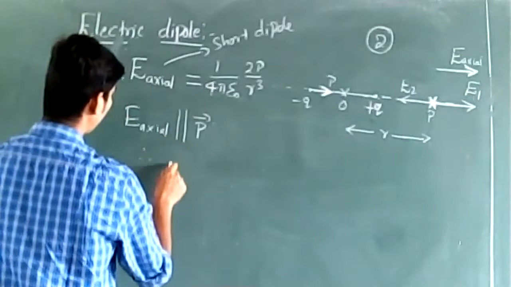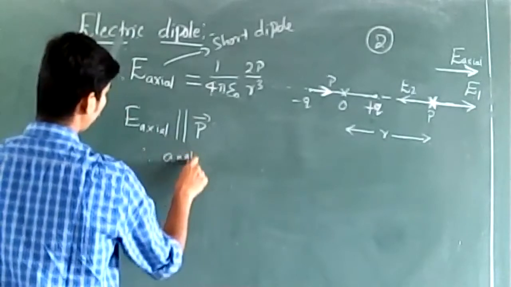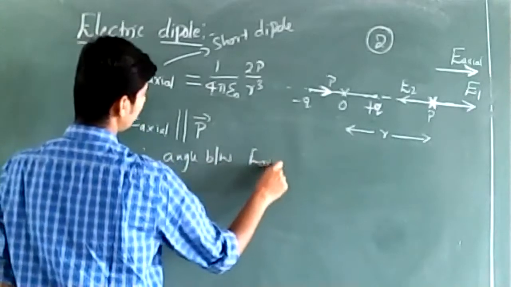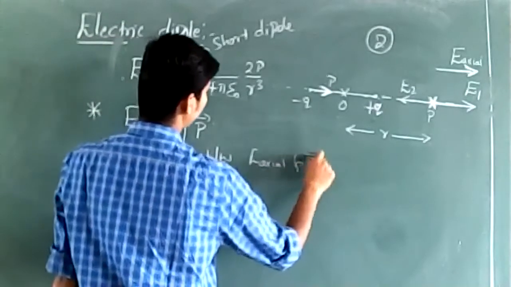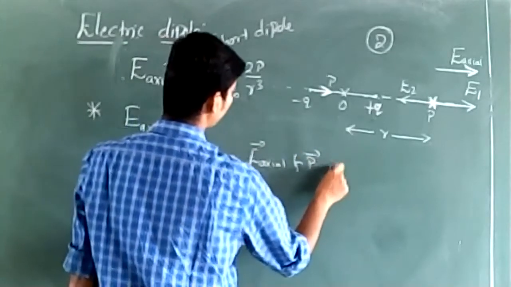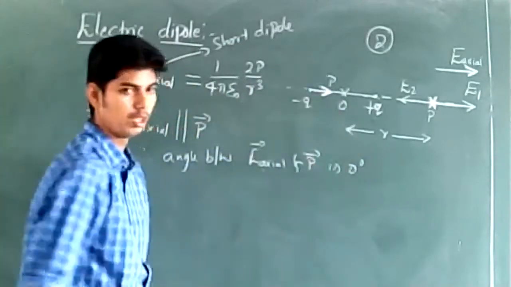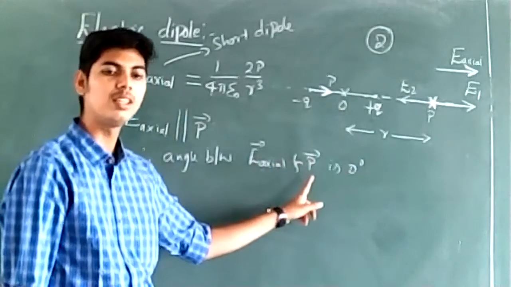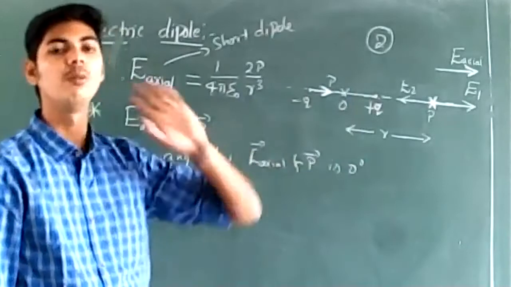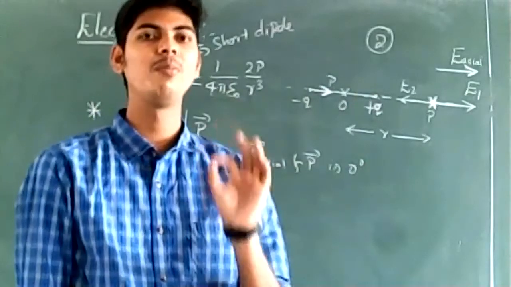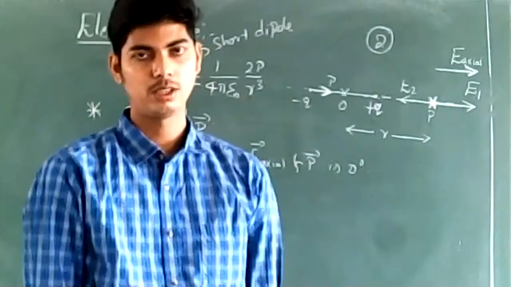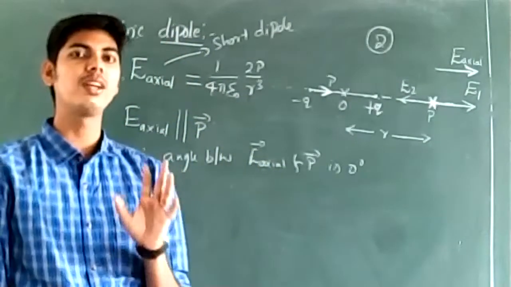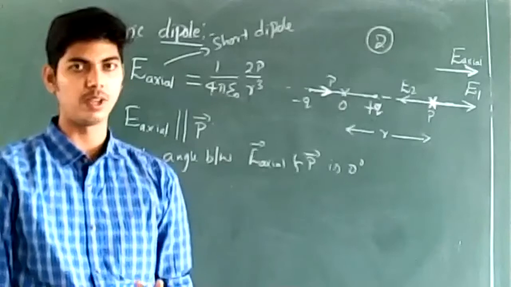Therefore, the angle between E axial vector and P vector is 0 degrees. The angle between the electric field at a point on the axial line of the dipole and the direction of the dipole moment will be 0. They will be parallel to each other, right? So this is regarding the electric field at a point on the axial line of the dipole.